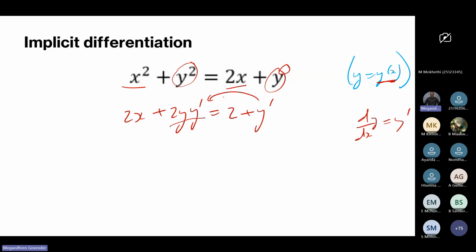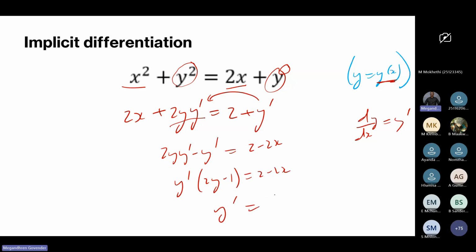You bring the y prime on this side, you'll get 2y prime minus y prime, and take the 2x on the other side. Y prime is a common factor, equals 2 minus 2x. And there we have the derivative of this strange looking thing here: 2 minus 2x over 2y minus 1. That's how I find the derivative. You differentiate implicitly everything, and then you solve for y prime to get dy dx. That's what implicit differentiation is.